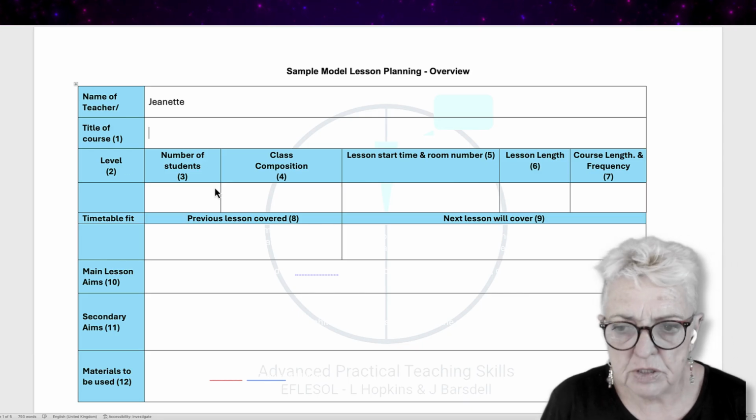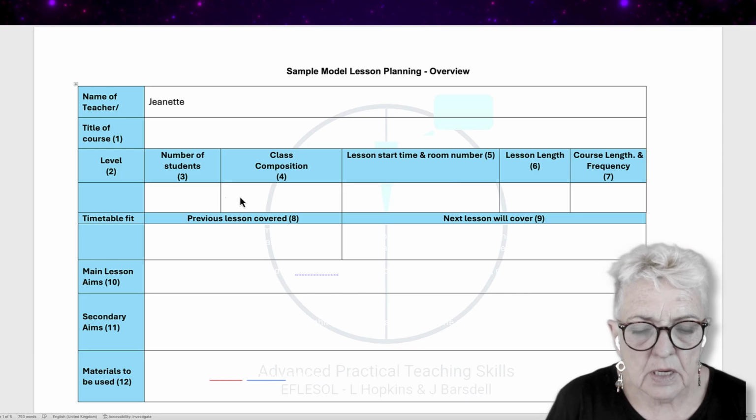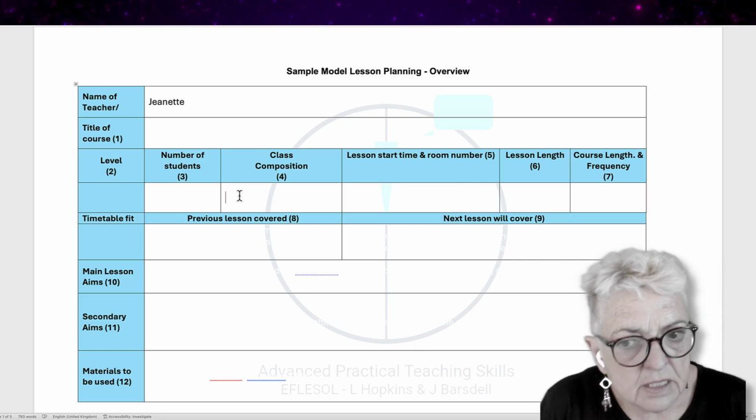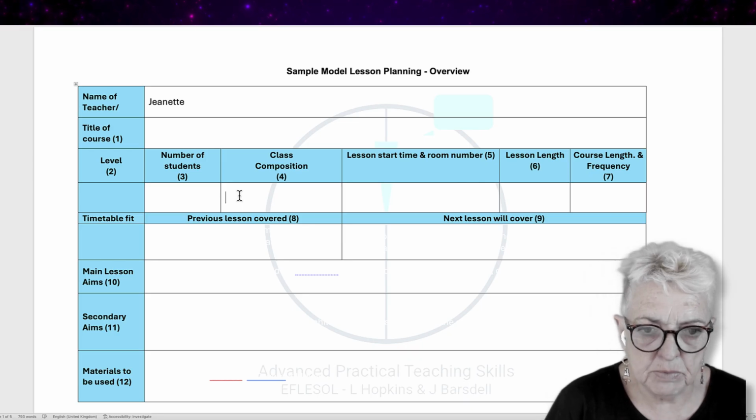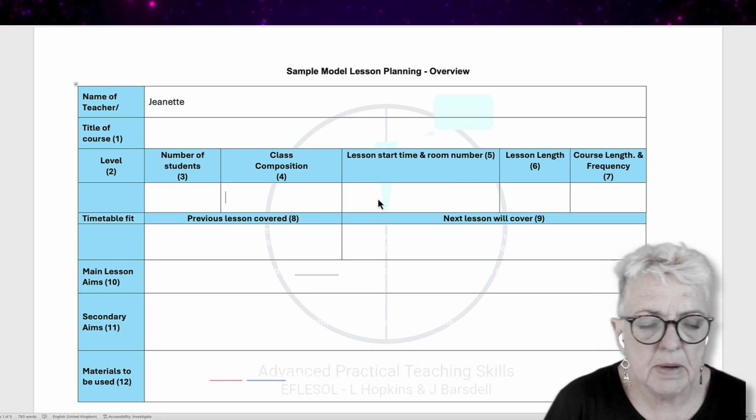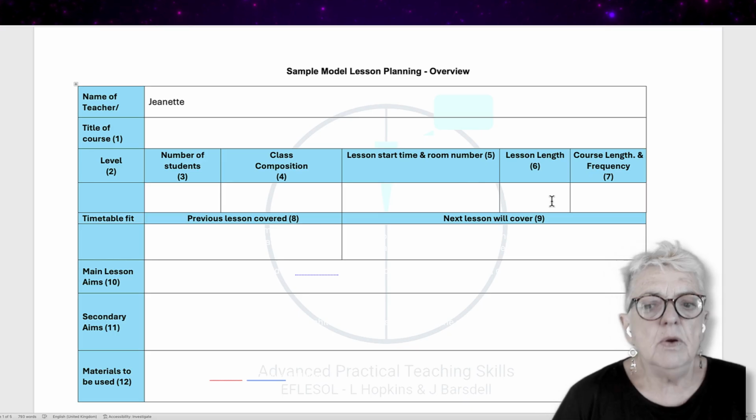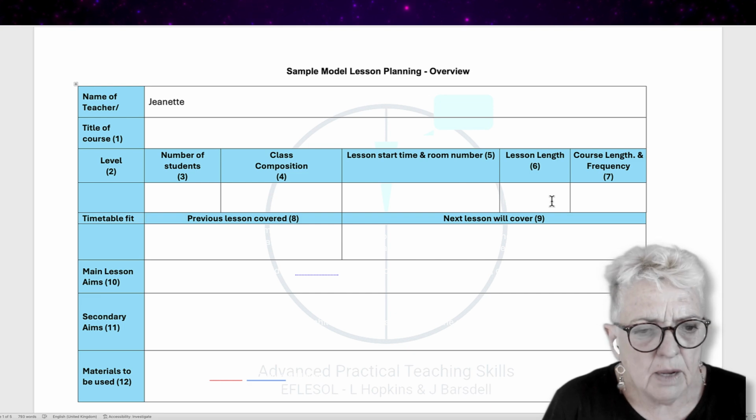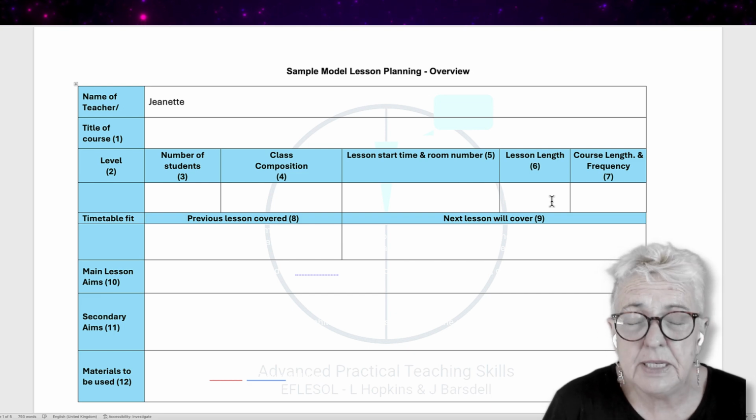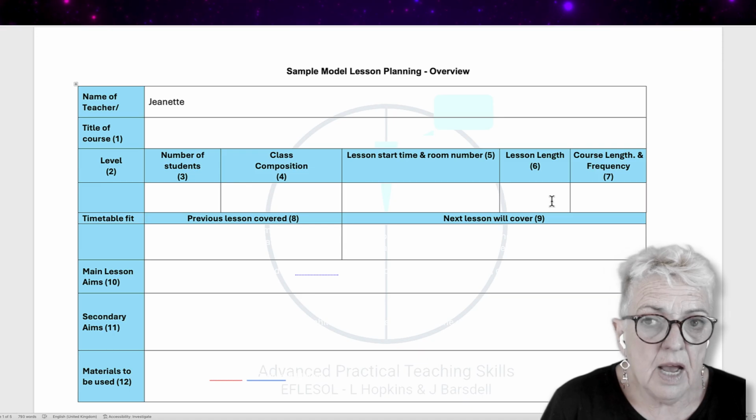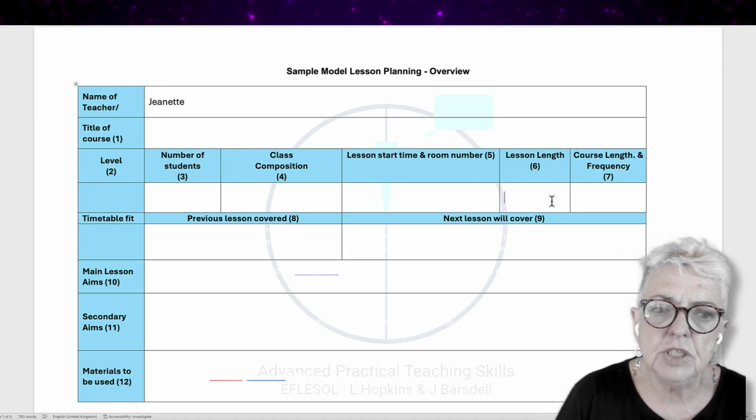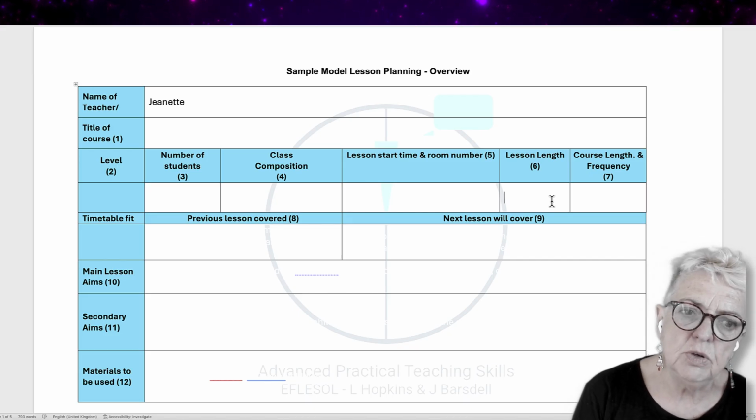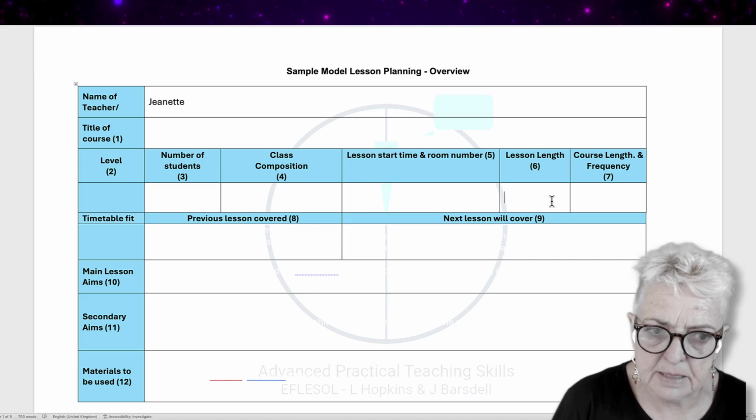So number of students, average number, class composition, could be all sorts: boys, girls, different ages, different levels, whatever you think is most important. Start time, room number, how long is the lesson? For an observer, it really varies. I've known observers observe a lesson for up to 3 hours, which seems awfully long. I would say that most observers, if it's not just a drop-in, might be 20 minutes, but a full formal observation would normally be about 50 minutes maximum.